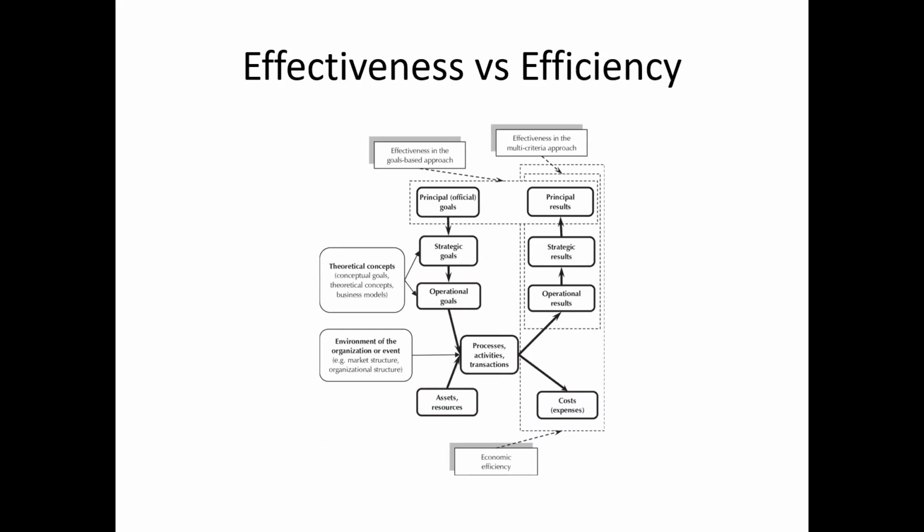Effectiveness versus efficiency. So these are the strategic goals, operational goals, and principal goals, which give rise to operational results, strategic results, and principal results. So when there is effectiveness versus efficiency, we need to gain more effectiveness rather than efficiency, because what is effective is efficient also, but what is efficient is not always effective.